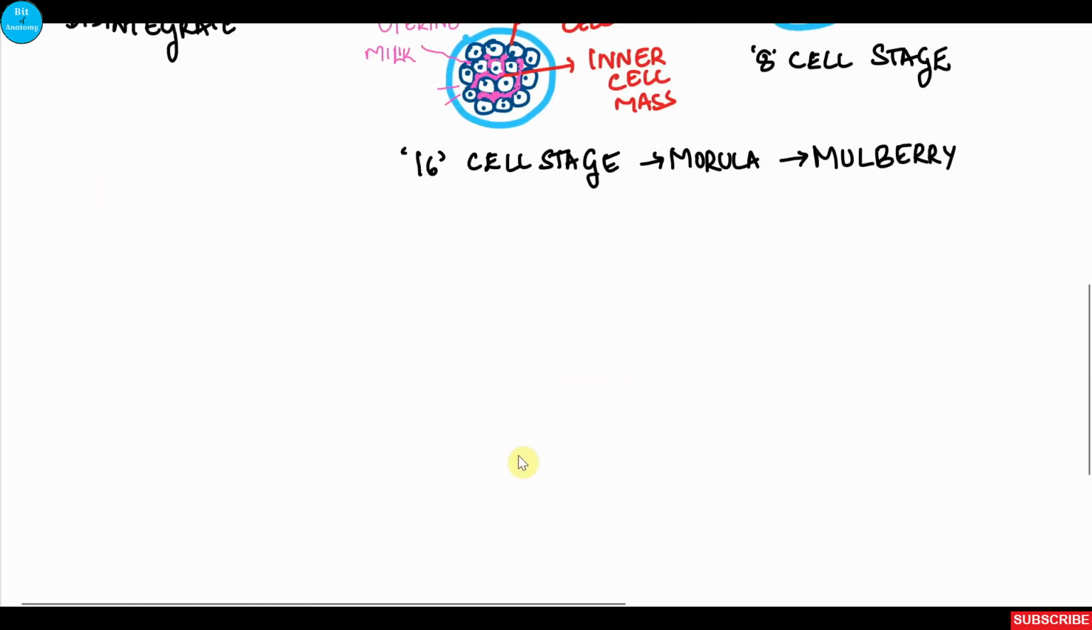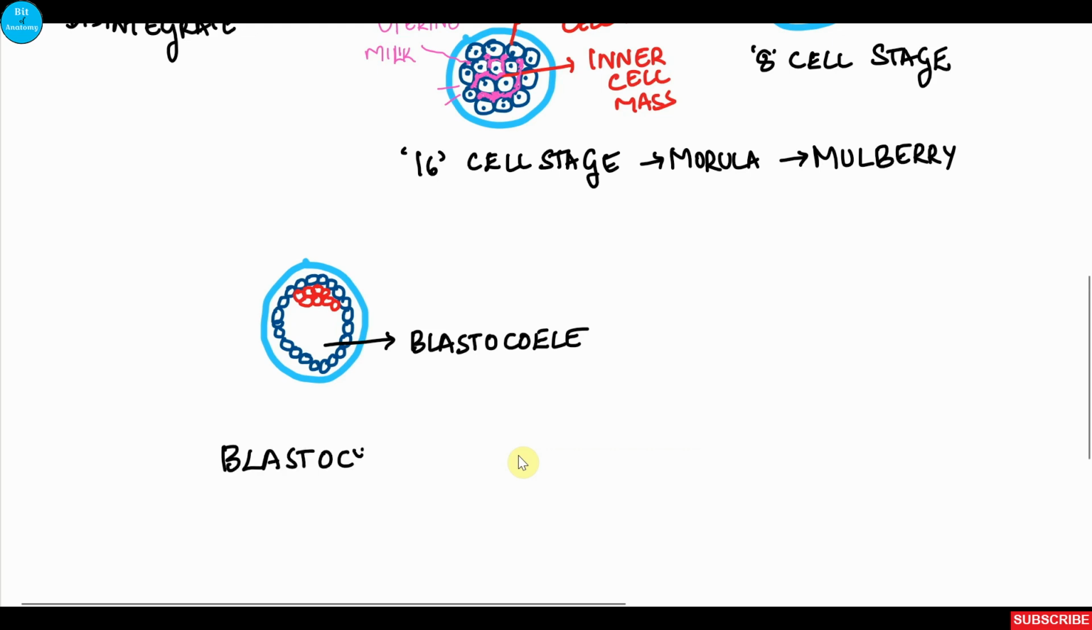With the increase in the space, the cells get rearranged into an outer layer which is formed by the outer cell mass and an inner cell mass, and we can see a larger cavity called the blastocyst cavity. With the appearance of this larger cavity, we call this stage of the embryo the blastocyst, which completes the cleavage division.